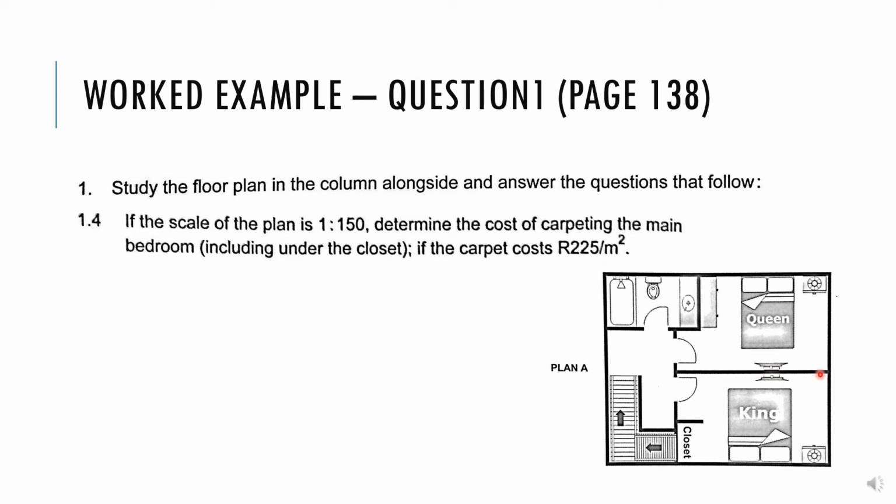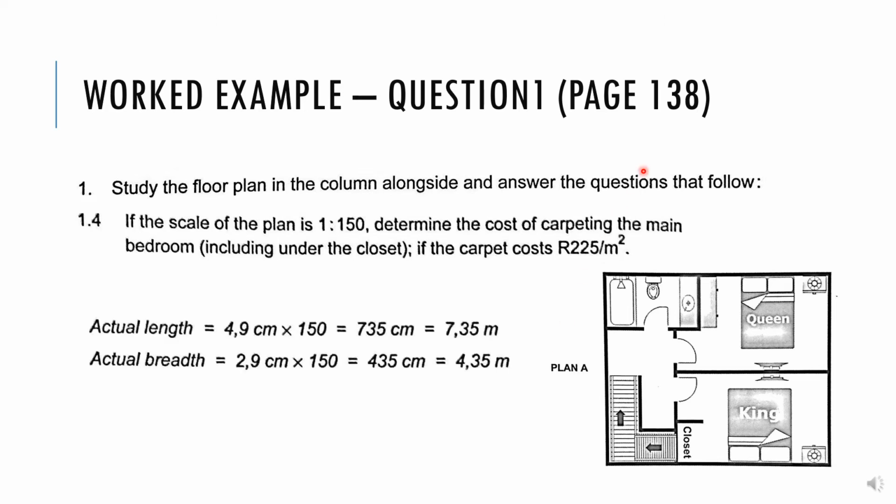So they are asking us to calculate the cost of carpeting per square meter here, including the closet. So all we need to find is the dimensions of this room. So you would need to physically measure with a ruler the length of the room and then the breadth of the room. Right, and we've discussed area before, so we need to calculate the area, and then we'll multiply that area with the cost.